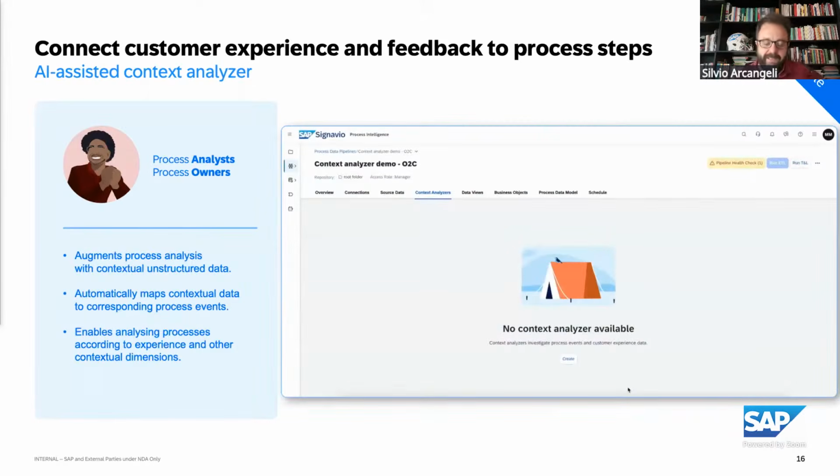Then another capability that I'm very proud of is called AI Assisted Context Analyzer. We released the beta of this capability in August, and it's already up and running for you to test it if you're interested. So what is it about? It's about linking and correlating unstructured context data to your process event log, so to your process data, which can be useful, for example, for analyzing customer feedbacks, right? But also all other sorts of unstructured text would work in a similar way.